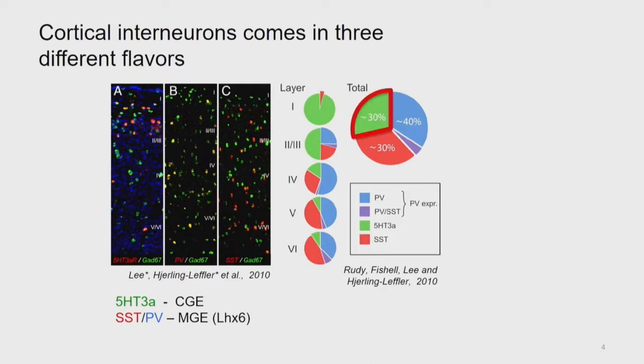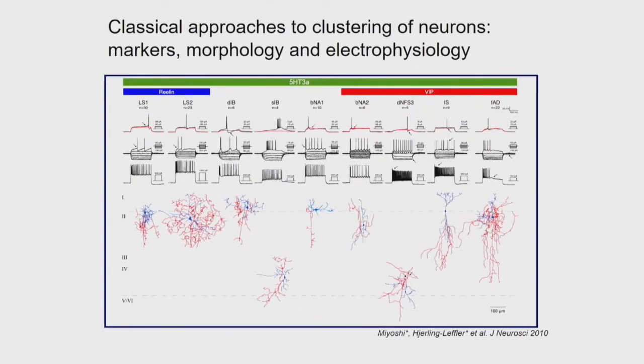But if we just look at the green ones, and look a little bit more in detail, what you'll see is these neurons, they're all expressing the 5-HT3A receptor. They are residing in different layers of the cortex. They have very different electrophysiological profiles, and they also have different morphologies, and there is residual variability when it comes to expression of other genes.